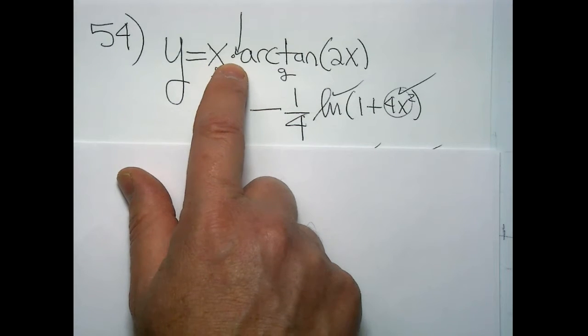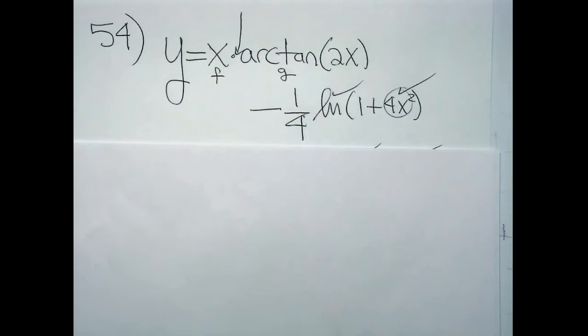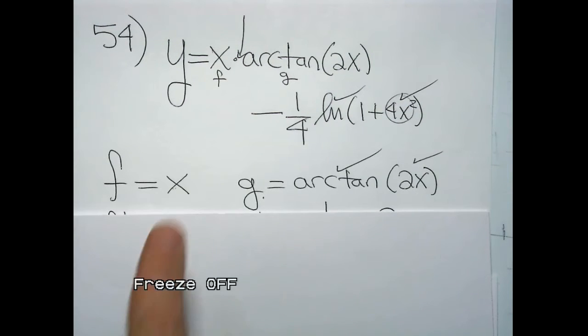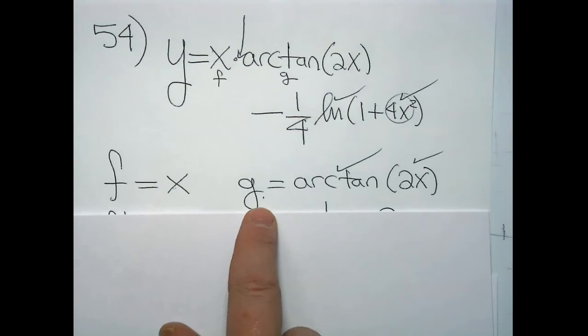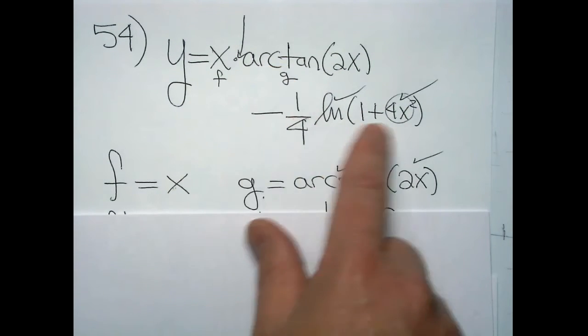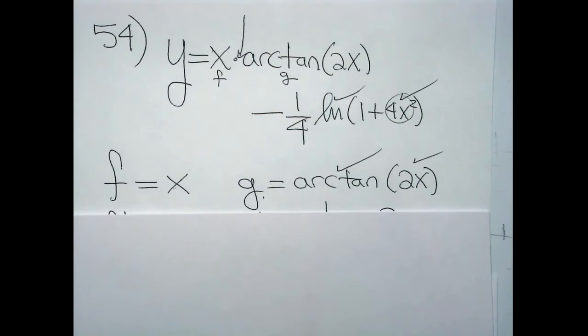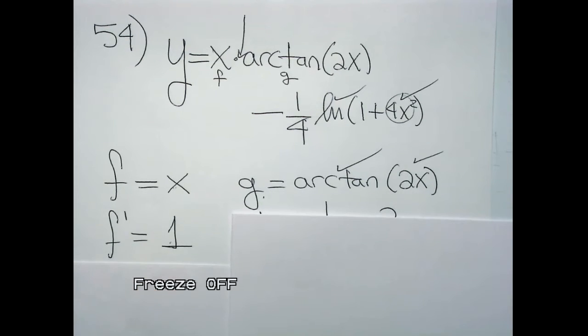x times arctan. That would be a product rule, and we can't forget our product rule. So let's do a product rule first. Now, the f and the g part is simple, isn't it? You just copy. So f is equal to x, g equals that function arctan. We'll deal with this one later. Now let's do our derivatives. The calculus aspect, f prime. F prime's pretty simple, right? F prime is just 1. Got that out of the way.